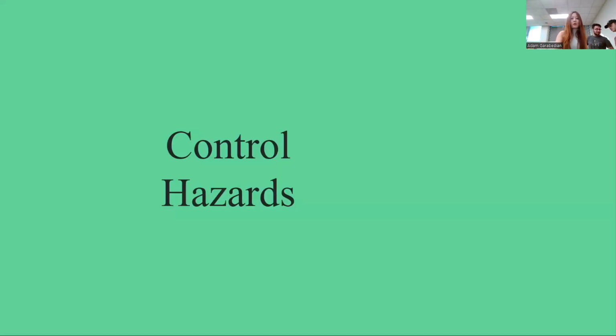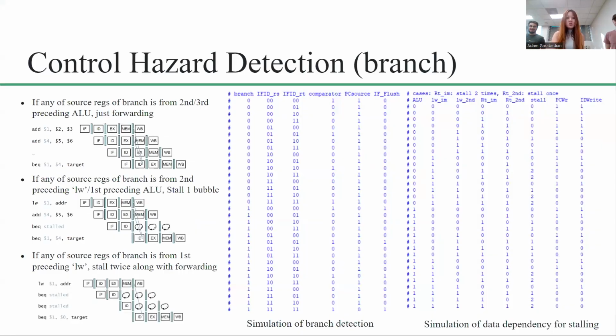Okay, when it comes to the control hazard, we will think about the branch. For instance, say we use branch equal, and before that we have ALU instructions. When the ALU instruction appears 2 or 3 stages before the branch instruction, we don't need to stall; we just implement forwarding. But when the ALU instruction happens 1 stage before the branch, or the load instruction happens 2 stages before the branch instruction, we need to stall 1 bubble. And for the load instruction, if it happened 1 stage before the branch instruction, we need to stall twice.